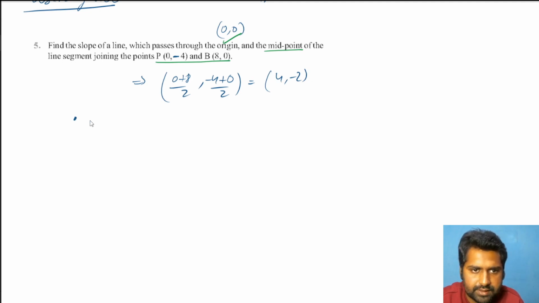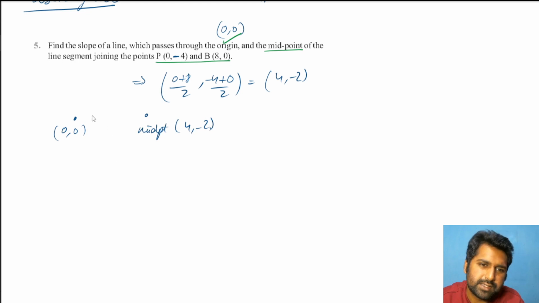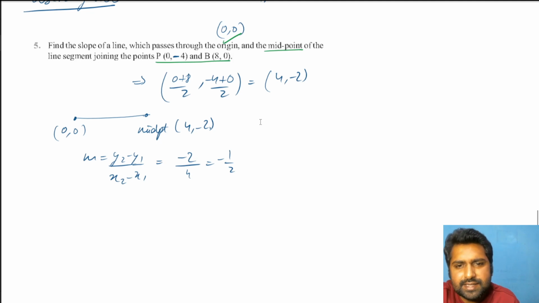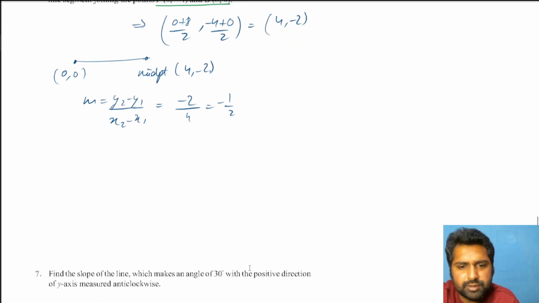Okay, so 2 points are there, 0 comma 0, and the midpoint, 4 comma minus 2. We need to calculate the slope of this. How can we calculate? m is equal to y2 minus y1 upon x2 minus x1. All we need is 2 coordinates. So minus 2 upon 4 minus 0, which is 4. So minus 1 by 2 is the slope. Okay, simple enough. I'm starting with the easy questions now, so you get comfortable with slope.